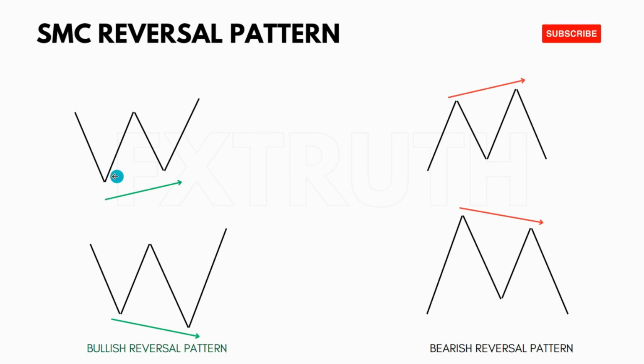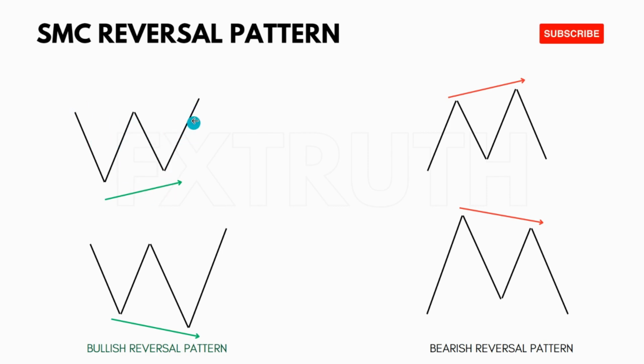On the left side of the chart right here, this is what I call the W pattern, which is also known as the failure swing. This low failed to take out this low right here. So this serves as a failure swing.